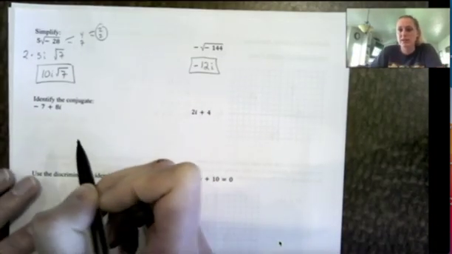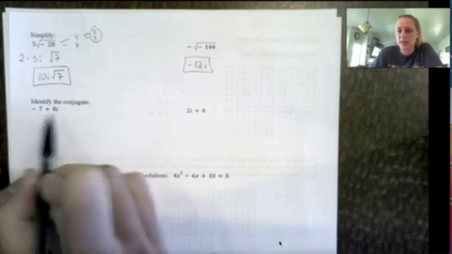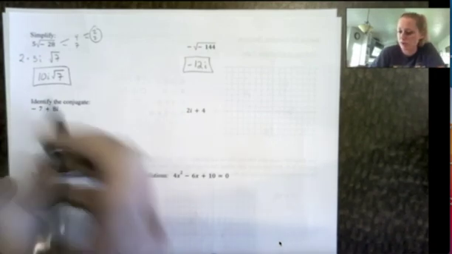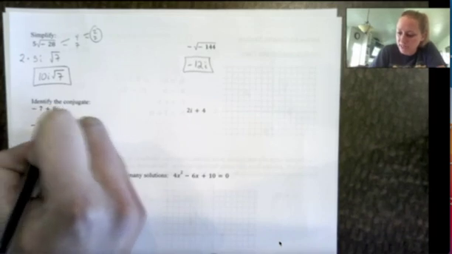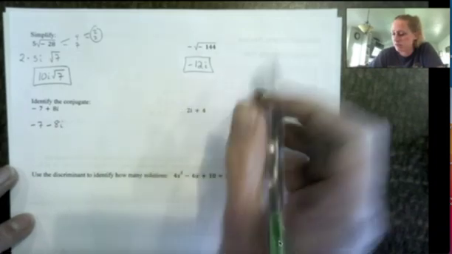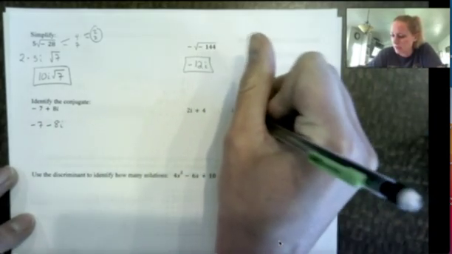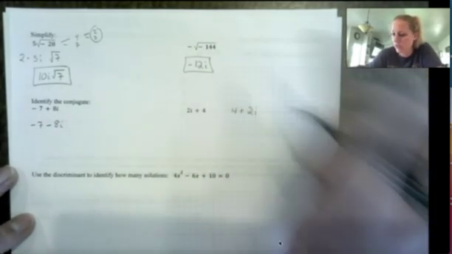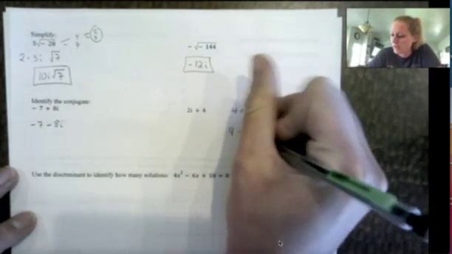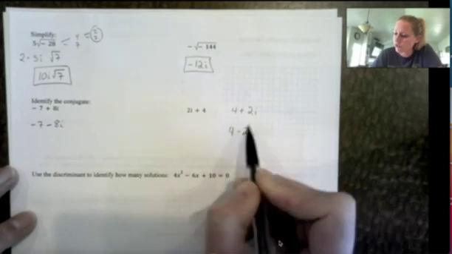Conjugate, okay, recap of what that means. It's the same complex number, a and b are the same, but we change the sign in the middle. So this becomes negative 7 minus 8i. This one, I'm going to write it in our standard form, so a plus bi, okay? So the real part comes first, then the imaginary, so this would be 4 minus 2i would be the conjugate.